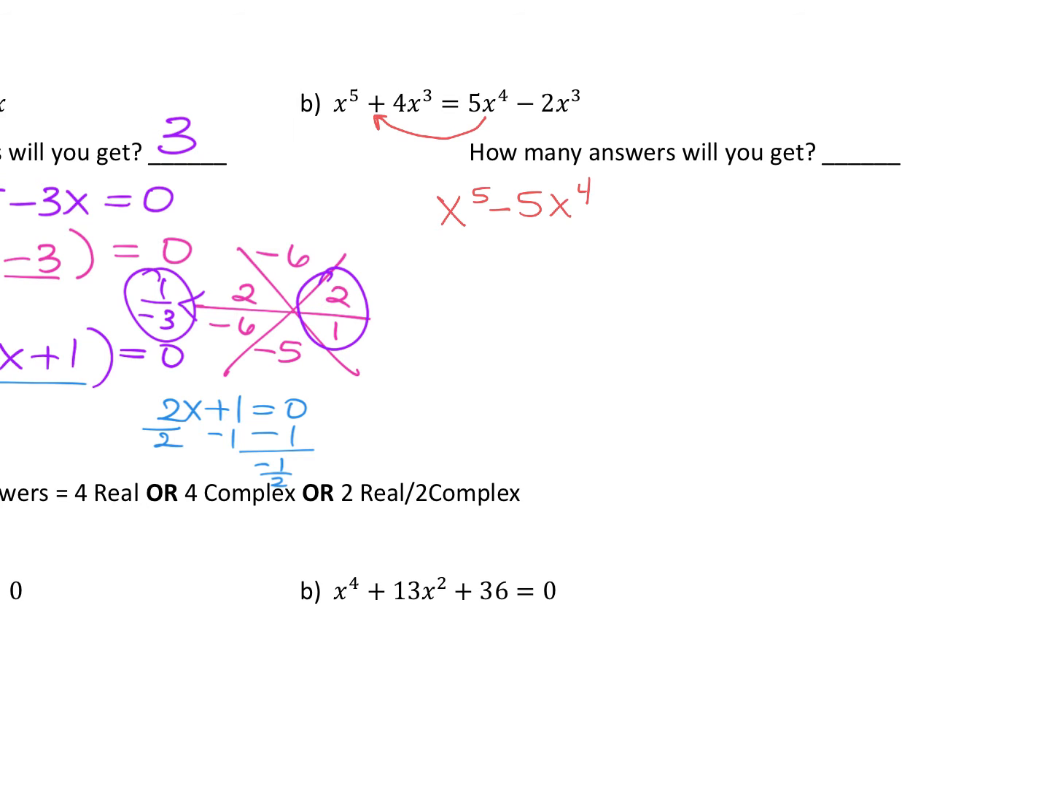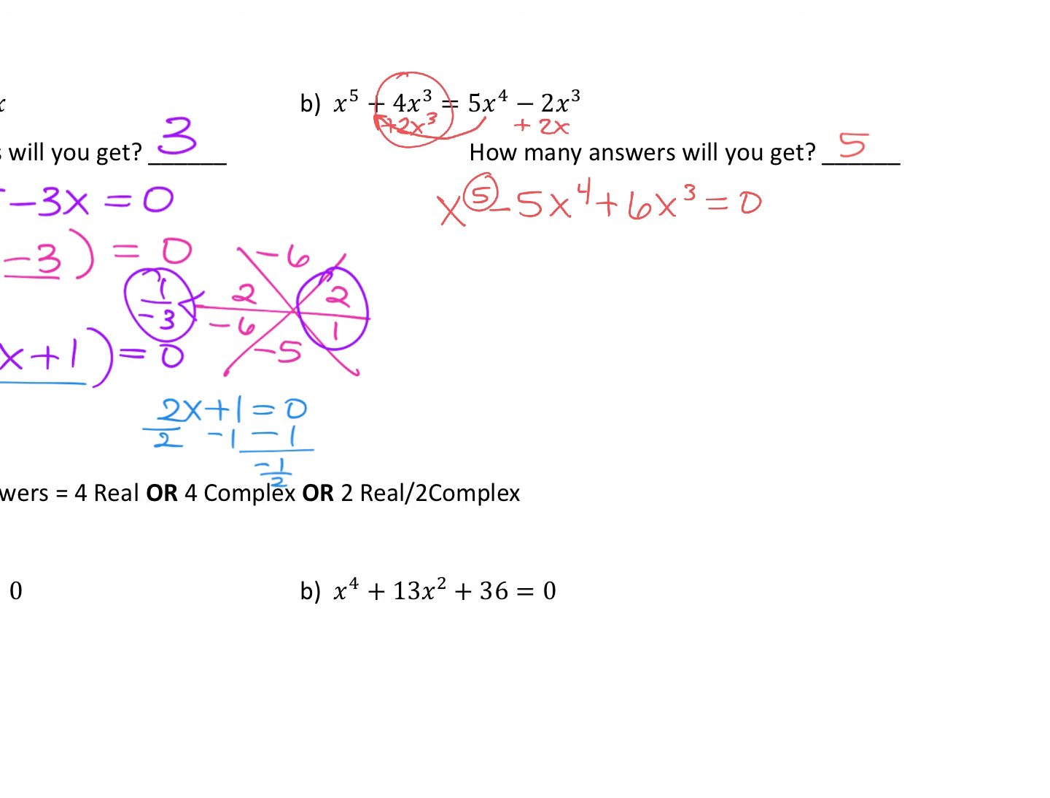So 6x to the third. Plus 6x to the 3rd. Yeah, we have to move this 2x to the 3rd over here, but we have an x to the 3rd already. So add those together. You get plus 6x to the 3rd equals 0. How many solutions should you get? 5. You should get 5 solutions because we've got this 5 right here.